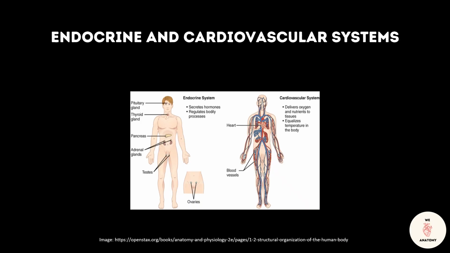On the right, we have the cardiovascular system, which contains the heart and the blood vessels. The purpose of the cardiovascular system is to deliver oxygen and nutrients to the tissues and carry away waste products. It also plays a role in thermoregulation.